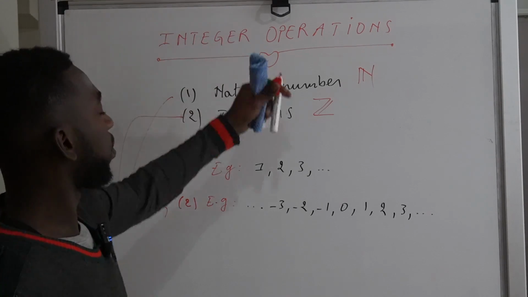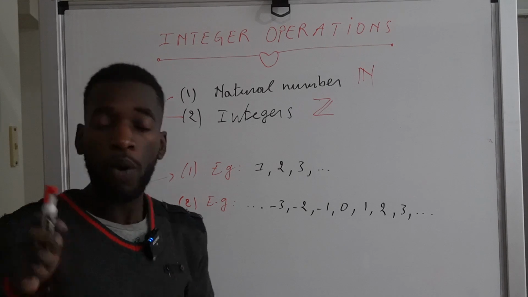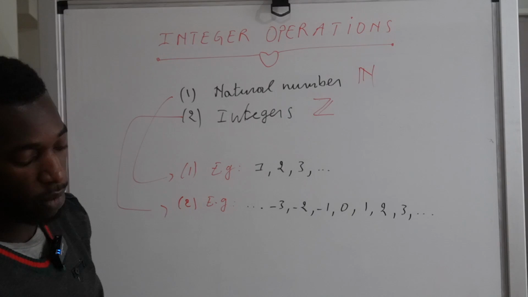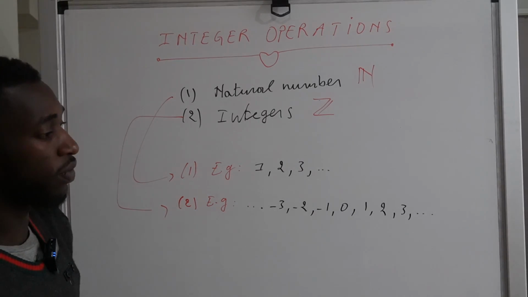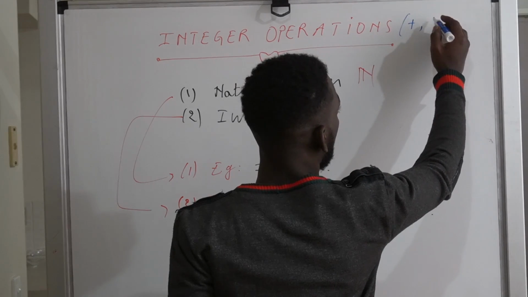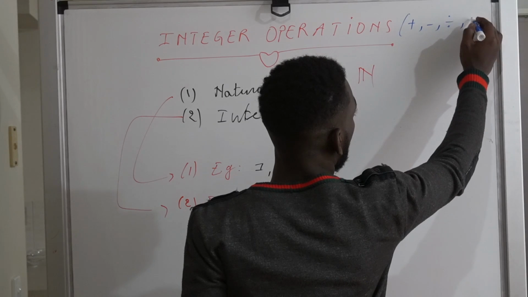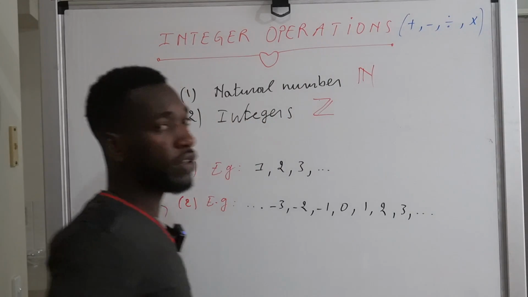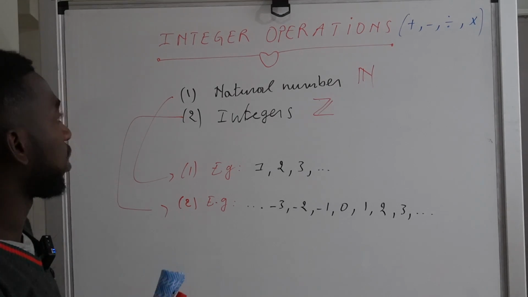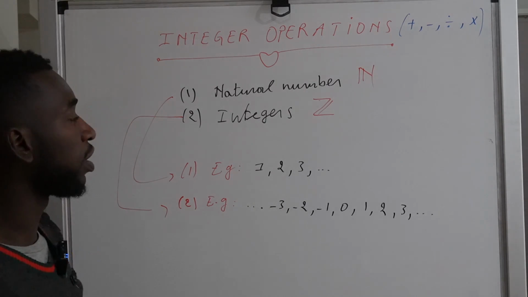And operations. When you hear the word operations, especially with numbers, I want this to come to your mind: it's either plus, minus, division, and multiplication. Those are the operations that are commonly used. So when they say integer operations, it is basically addition, subtraction, division, and multiplication.